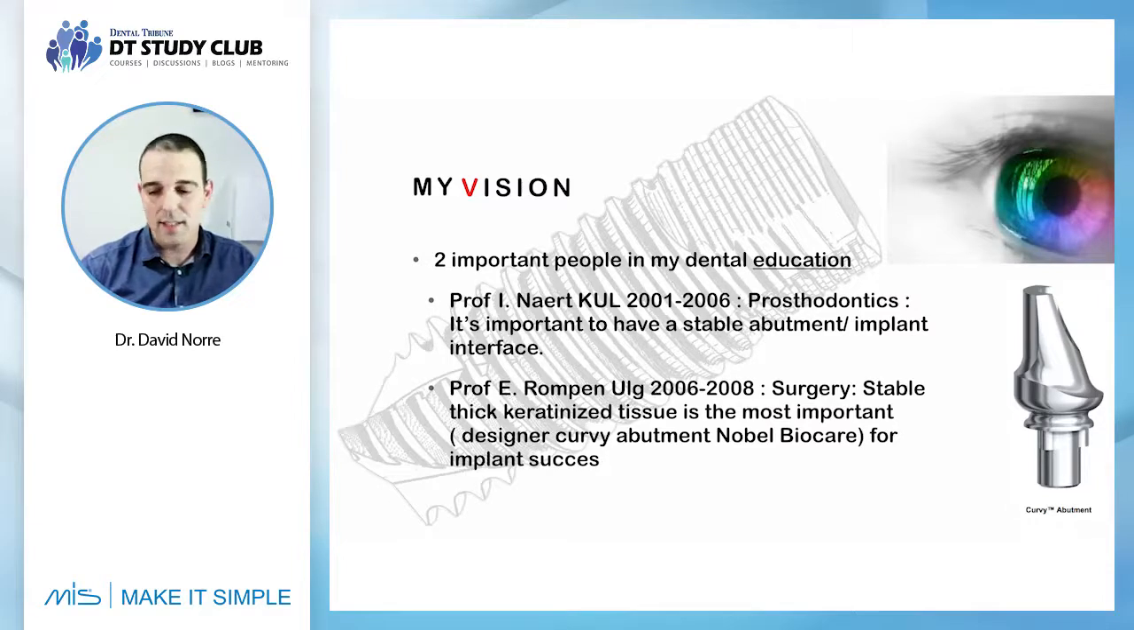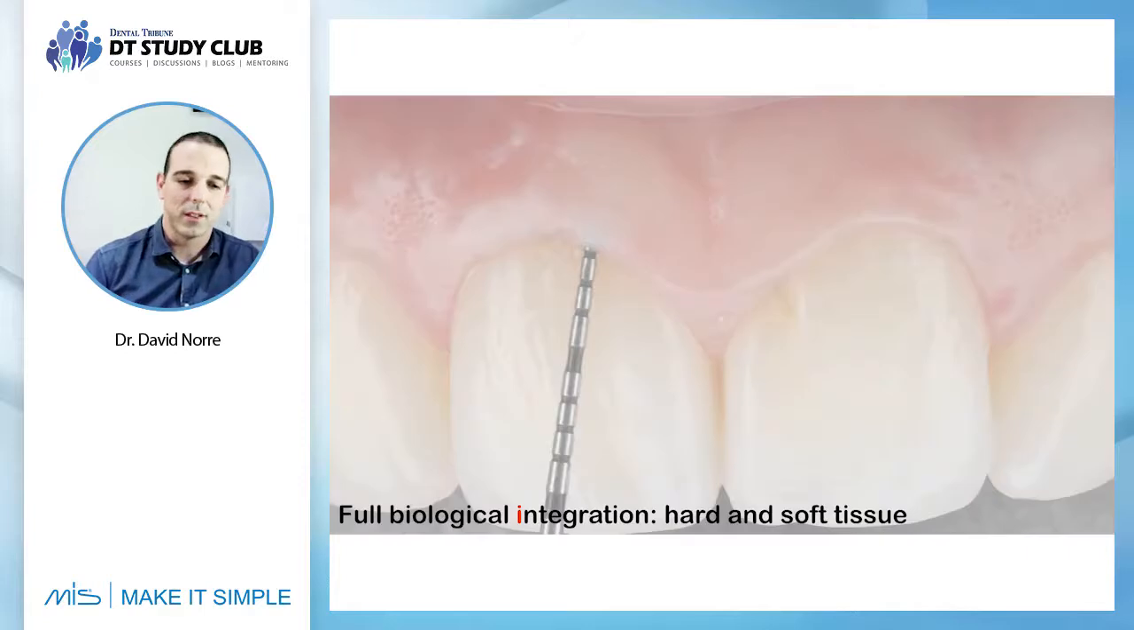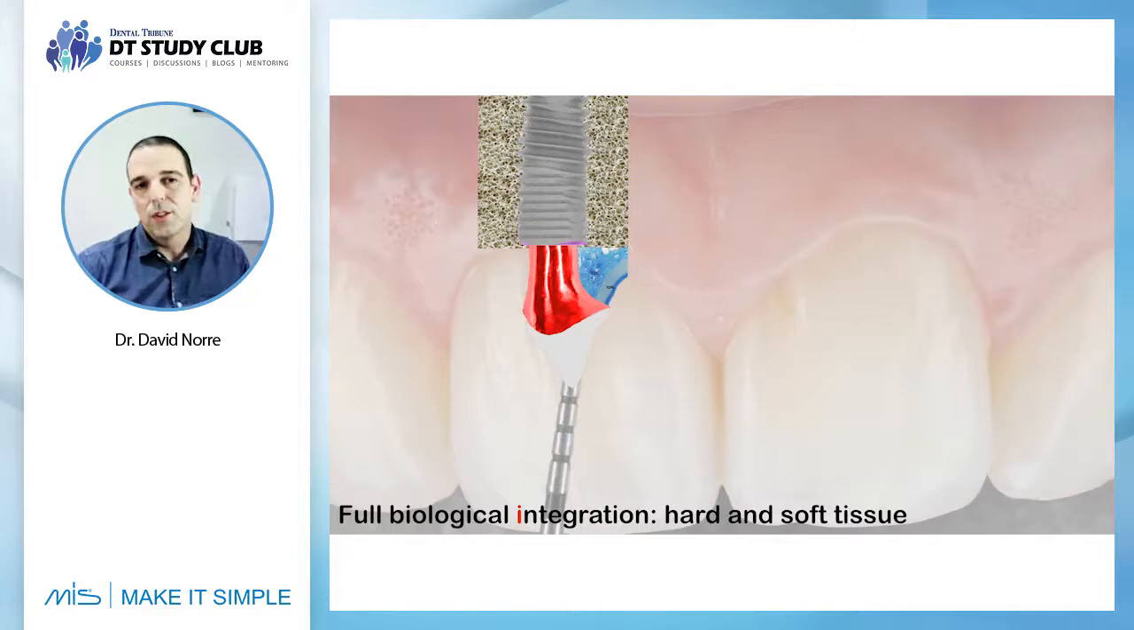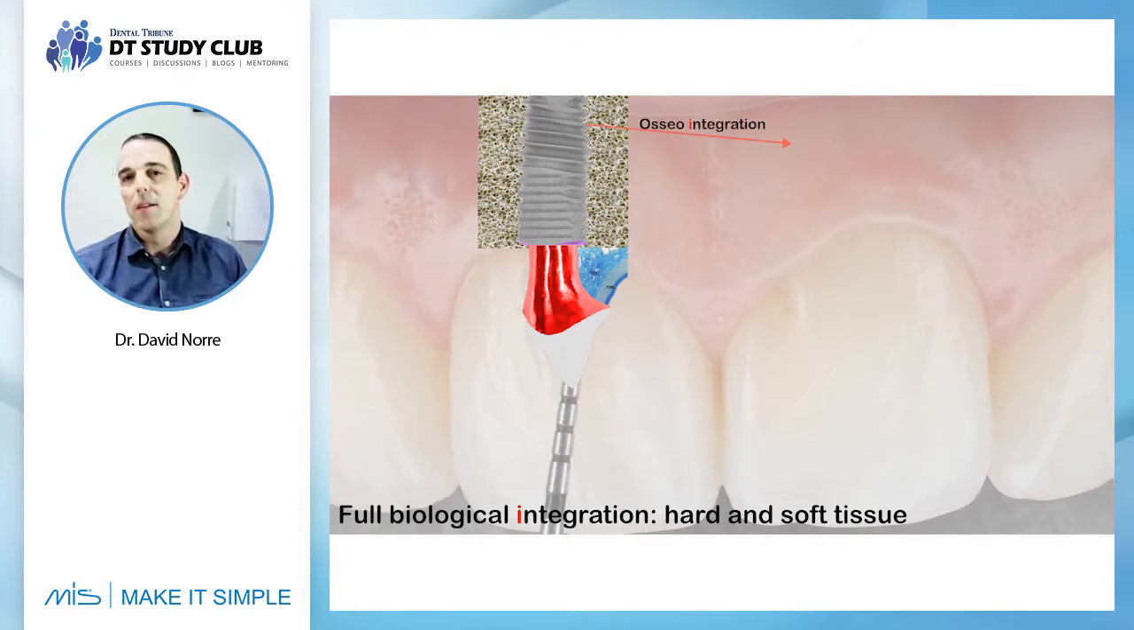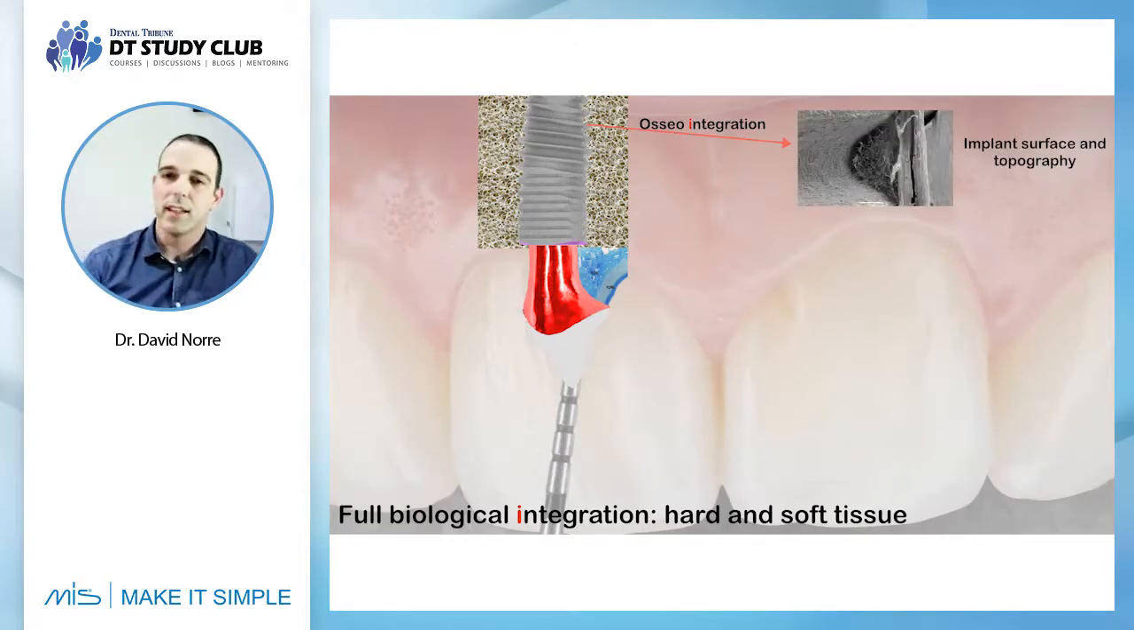With these insights, I started my own practice, a reference practice for implantology, and today I'm going to give you an overview of it. We have three types of integration. Of course, it's important to have an osseointegration, and that we know is given by the bone around an implant, and that's decided by the micro and macro topography of implants.